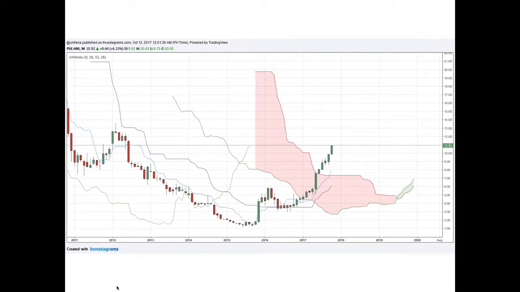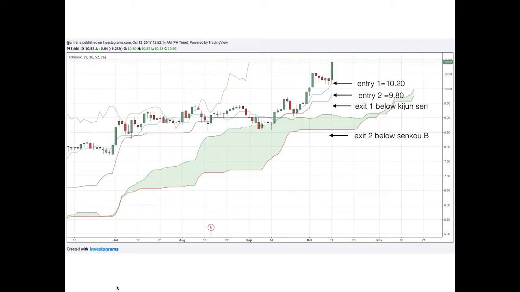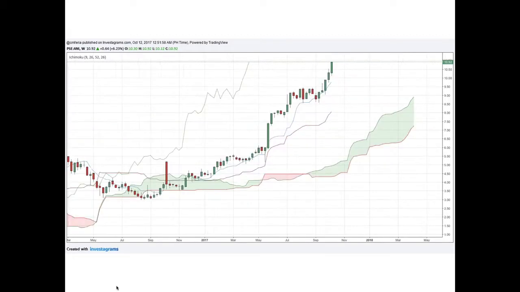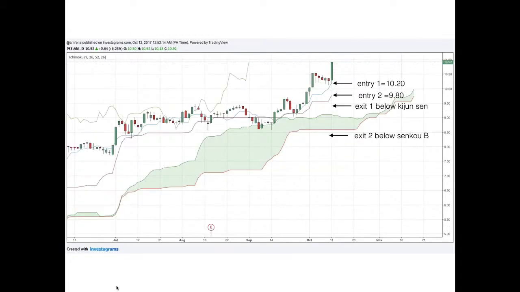So we look into the daily chart to find a good entry point. Sorry, let's go back. This is the weekly chart. We also find that it is bullish on the weekly chart. Now this is the daily chart. We enter at 10:20. This is entry 1, which is the Tenkan-sen. Entry 2 is at 9:80, the Kijun-sen.